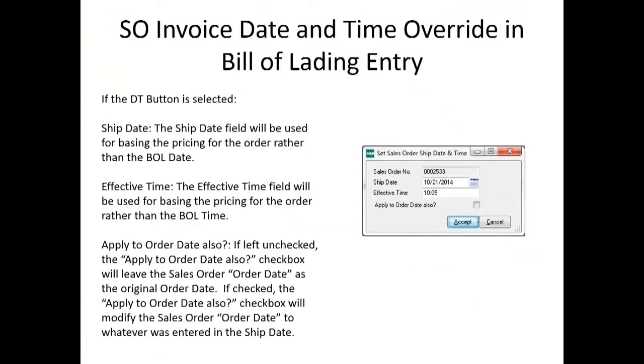You can then enter a ship date. We call it a ship date because that's the field in invoicing. It's called ship date, but it's really the delivery date that you want it priced off of. And then the effective time. So both the date and time are used together to figure out what that price is. You can also select to apply that to the order date. So this is really about the invoice, but can also be the order.